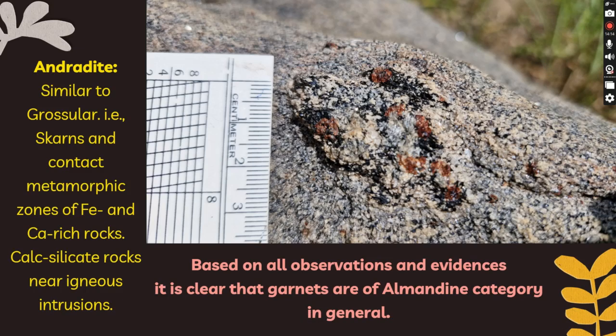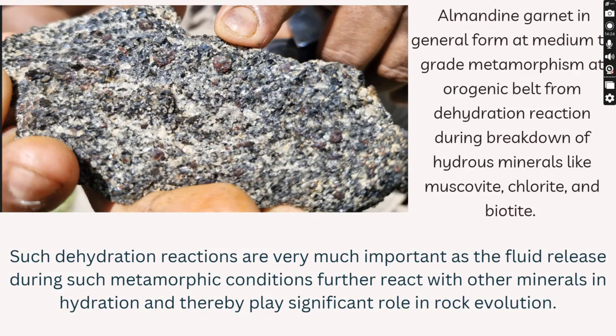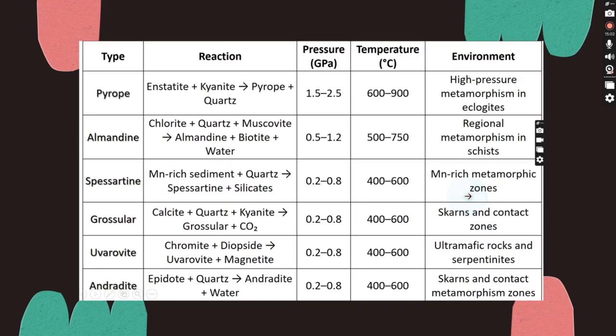So based on all the observations and evidence, it is quite clear that these garnets are most likely of the almandine category, because almandine garnet in general forms in medium to high grade metamorphic rocks at orogenic belts, and dehydration reactions during breakdown of hydrous minerals like muscovite, chlorite and biotite are very common in this area. Such dehydration reactions are very important, as the fluid released during such metamorphic conditions further reacts with other minerals in hydration and thereby plays a significant role in rock evolution. So that is the importance of fluid.